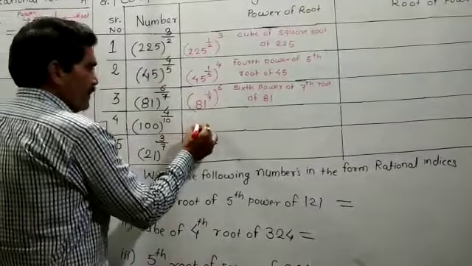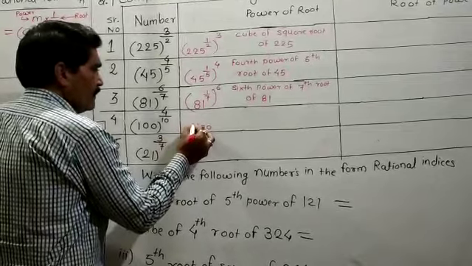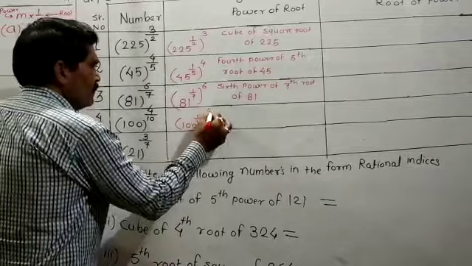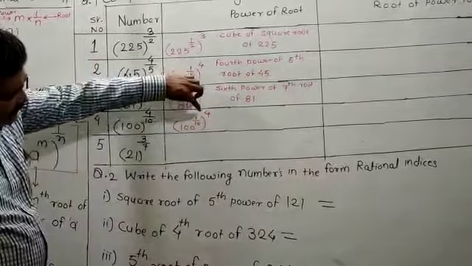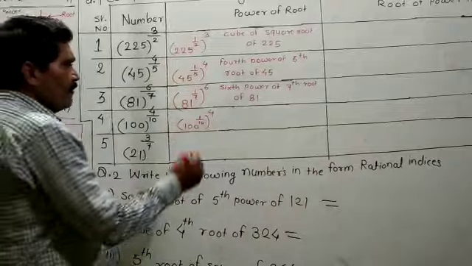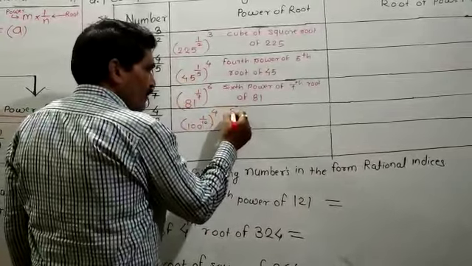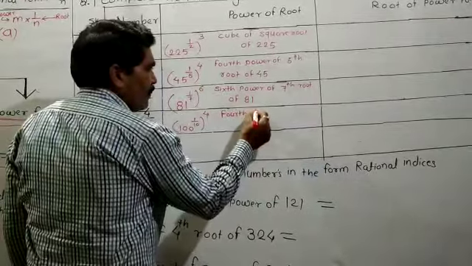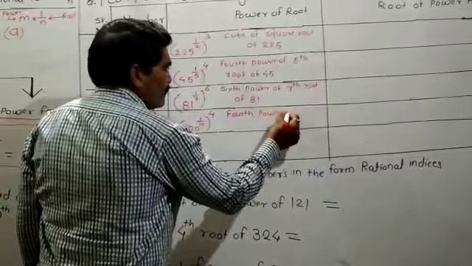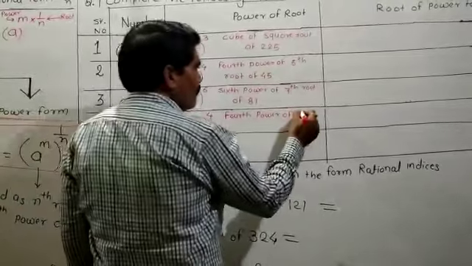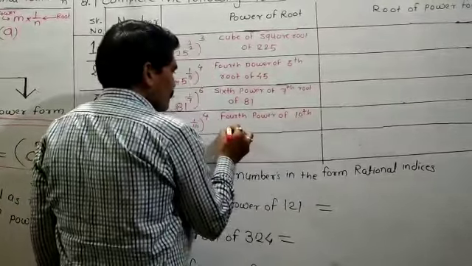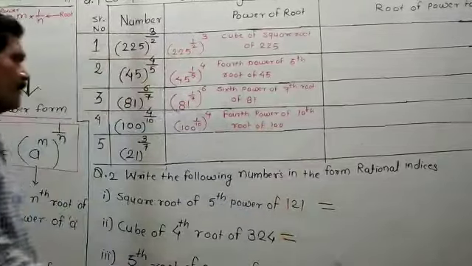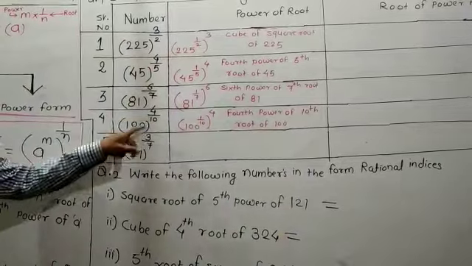How will you read? 100, 1 upon 10 raised to 4. This one is power, this one is root. How do you have to read? Fourth power of, not fourth root. Fourth power of 10th root of 100. Then you have to write power outside.